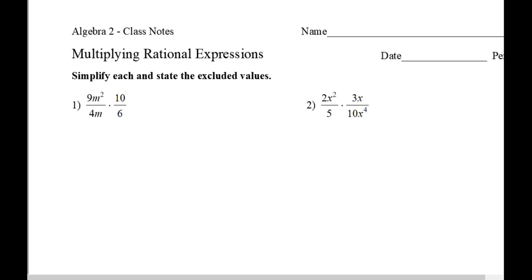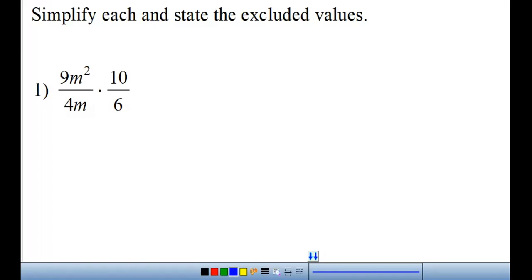Today I'd like to walk you through 5 problems of how to multiply rational expressions. In this first example, you can see that the instructions tell us to simplify and state the excluded values. Simplification actually has 2 parts.